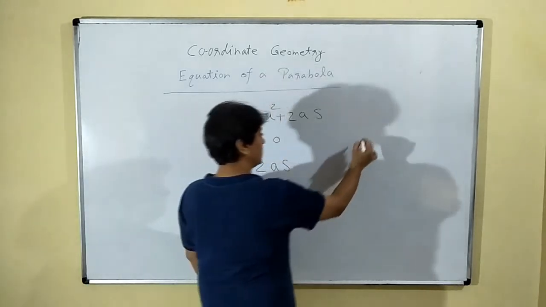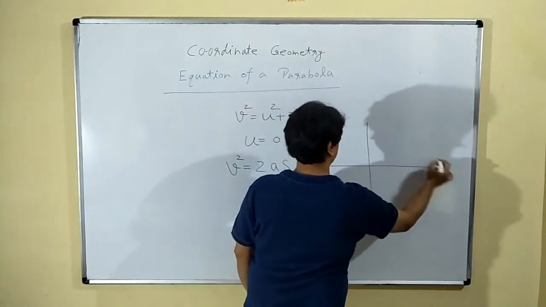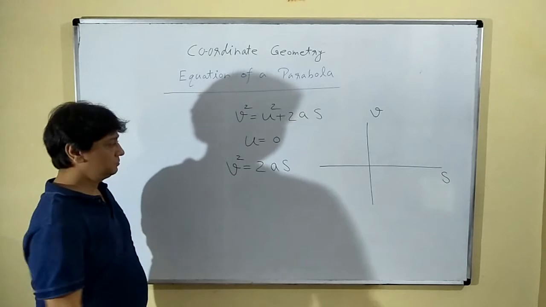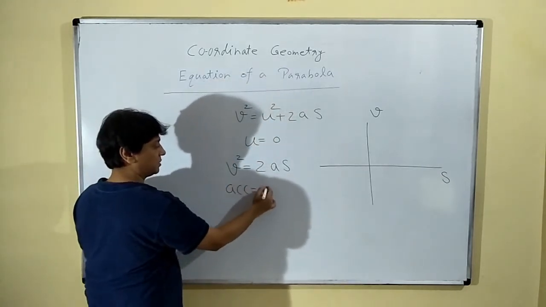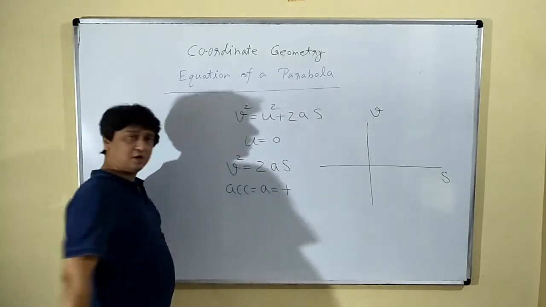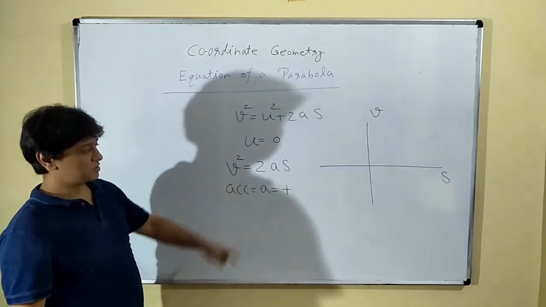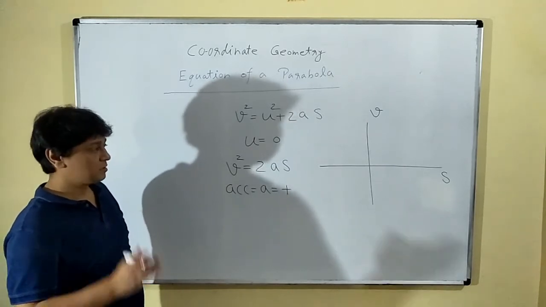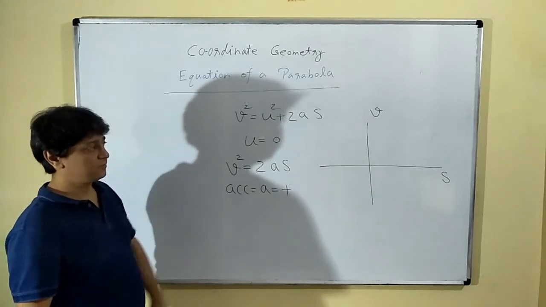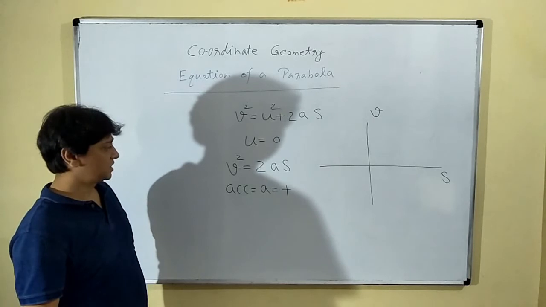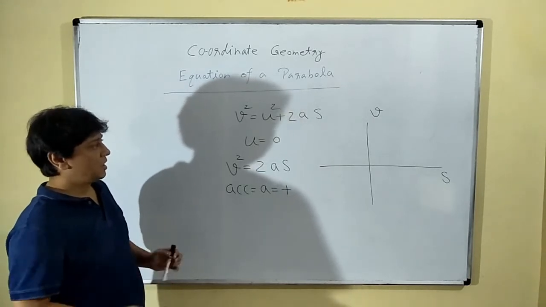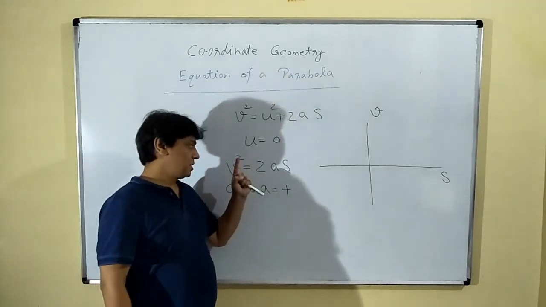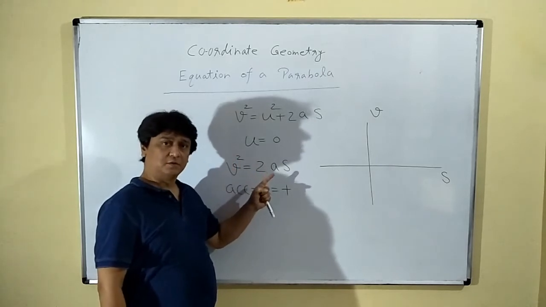हमसे बोला गया है कि हमें एक ग्राफ प्लॉट करना है between velocity and displacement. Acceleration a we have been given, that is positive. Now again, pause the video, draw the graph, come back and find out if things are correct or not. हमने किस तरह से चीजों को संभालना है? शॉर्टकट मेथड, डायरेक्ट मेथड.